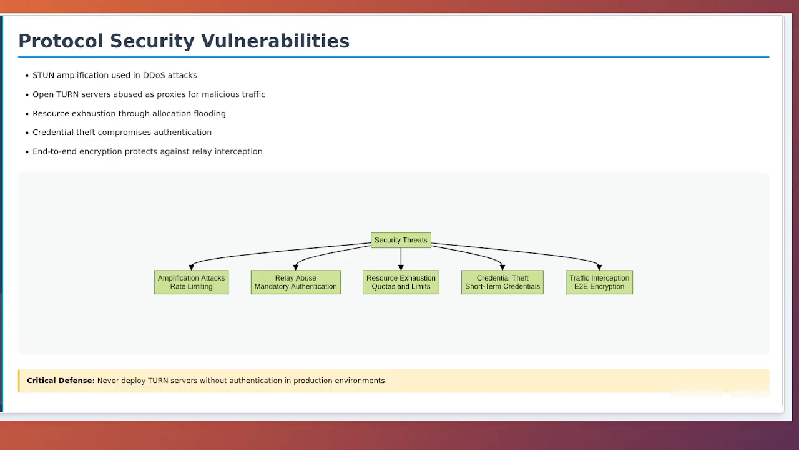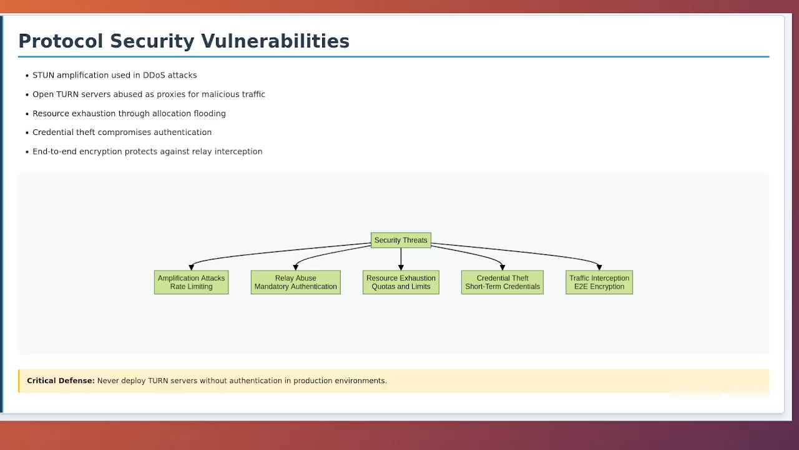While STUN and TURN have been designed with security considerations, like any network protocol, they have potential vulnerabilities that must be understood and mitigated. Operating these services on the public internet exposes them to various attack vectors, from simple denial of service attempts to more sophisticated amplification and relay abuse. Understanding these vulnerabilities helps operators implement appropriate defensive measures and helps developers build more resilient applications.